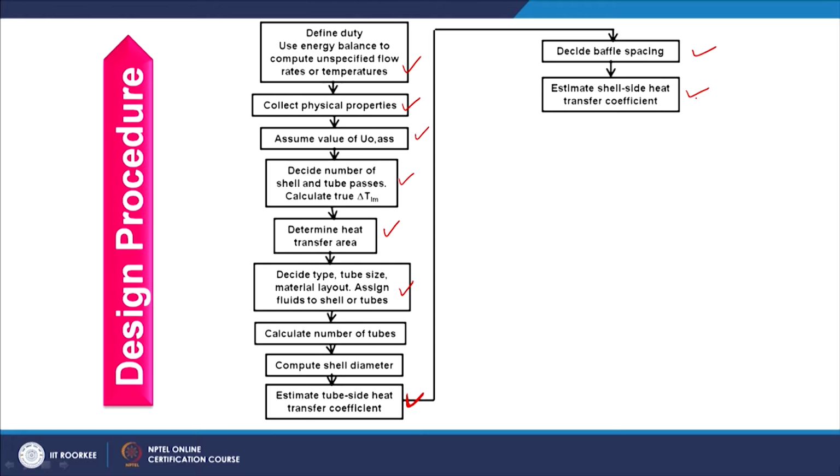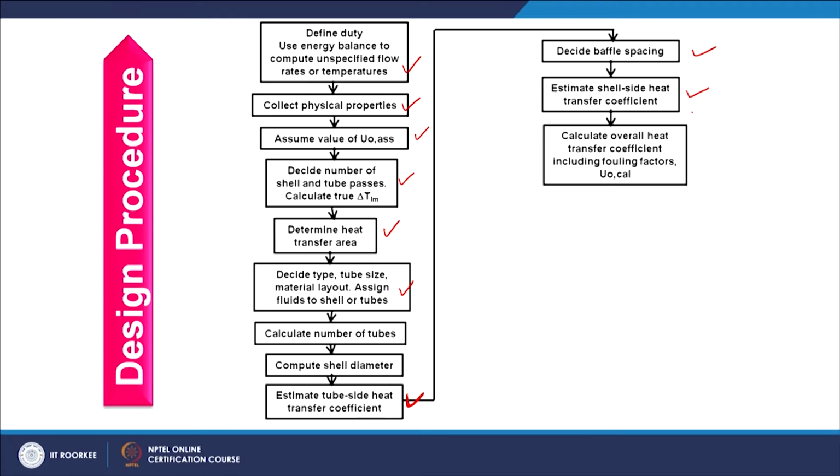Once I have this, we can calculate the overall heat transfer coefficient depending upon the shell side and tube side coefficients, dirt factor and thermal conductivity of the material. We also discussed this expression in double pipe heat exchanger design. So, the same expression we will use here.